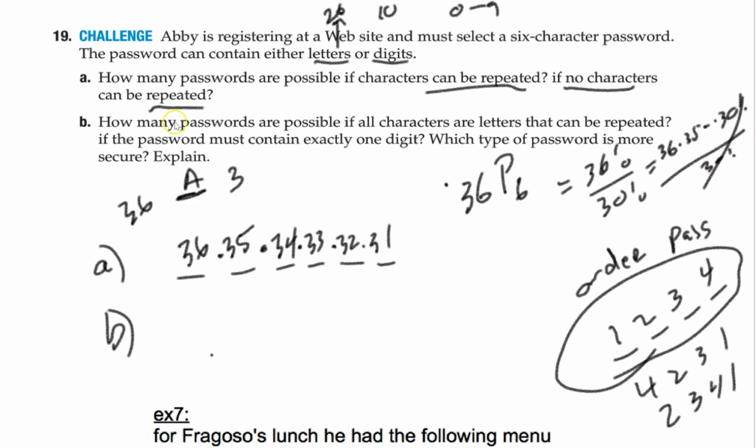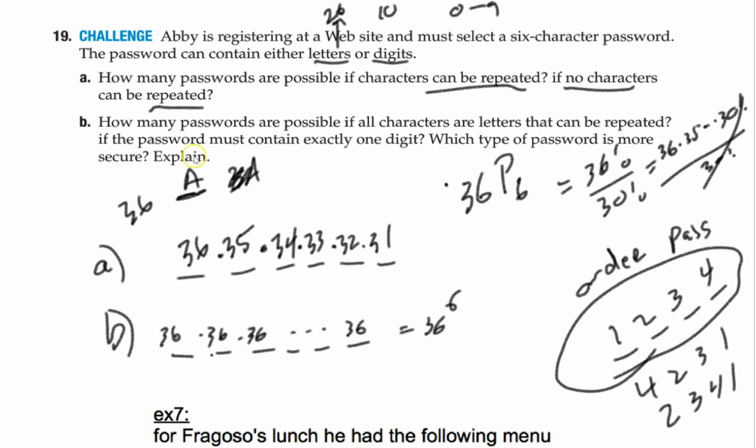Now let's look at B. How many passwords are possible if all characters can be repeated? So they're saying, hey, you picked A, you can pick A again all you want. So in this case, it's going to be 36 times 36 times 36 the whole way. So that's basically going to be 36 to the 6th power.